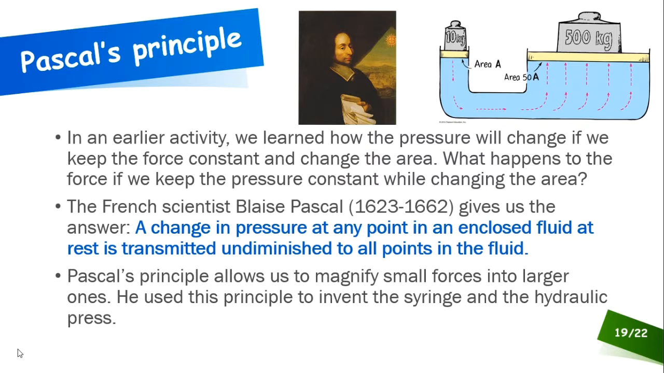So we can take a little force, so a little weight, over a small area, and that same pressure is going to get distributed all throughout. So that same pressure distributed all throughout the liquid comes over to the other piston. The same pressure now is distributed across a larger area, and so to have the same pressure, you have to have a proportionately larger force. So we can turn a little force into a larger force with Pascal's principle.